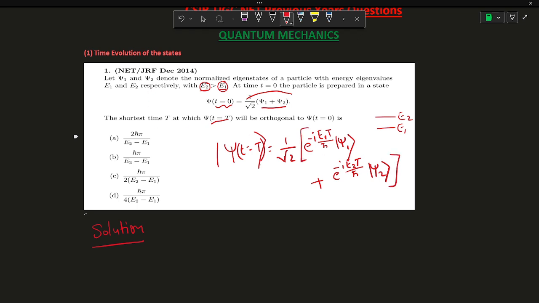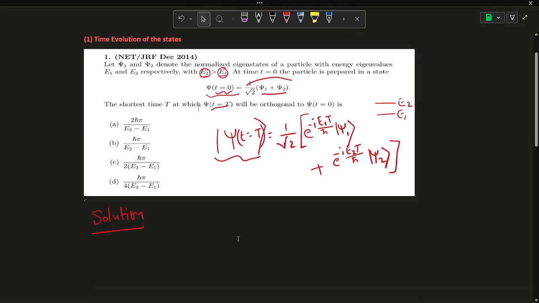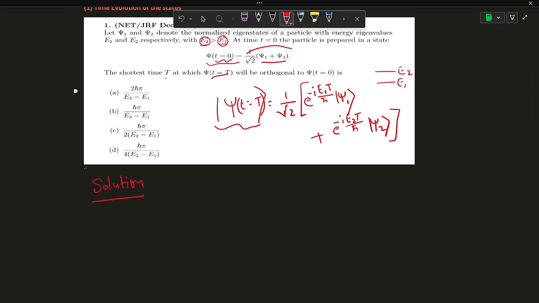Now the question is the shortest time t at which psi(t) will be orthogonal to psi(t=0). So we have to find the orthogonality condition between psi(t=0) and psi(t). At what time t is this evolved wave function orthogonal to the wave function at the initial state t equal to 0?